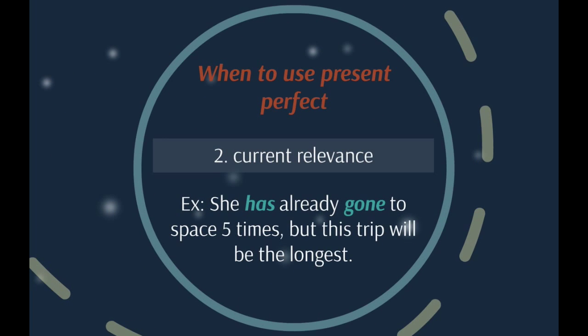We also use the present perfect tense when we talk about past events or experiences with current relevance. An example of this is, she has already gone to space 5 times, but this trip will be the longest. In this case, we are using the present perfect tense because we are comparing a past event to a present event.